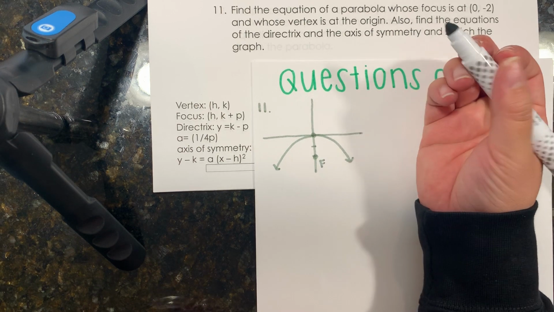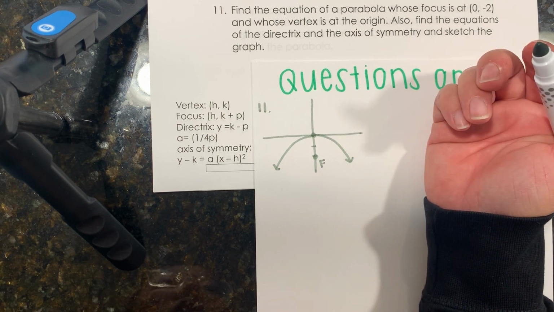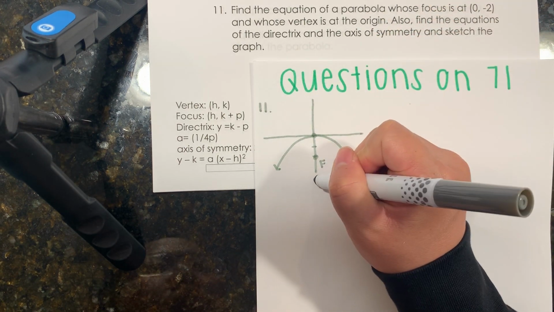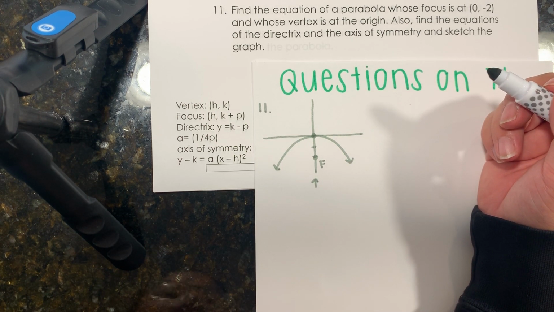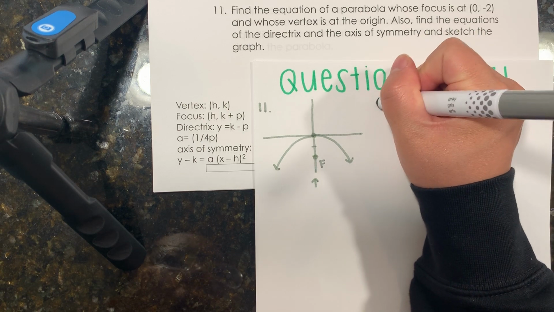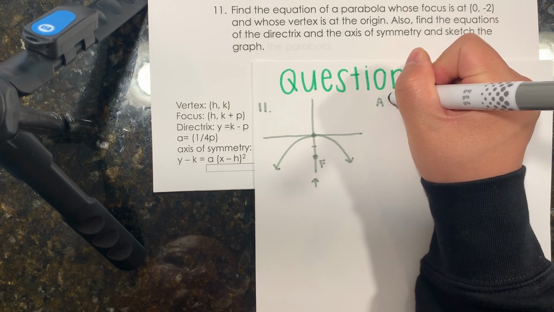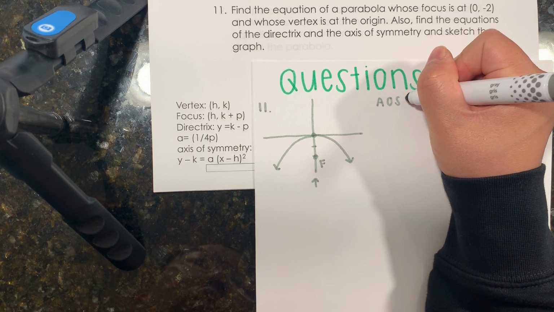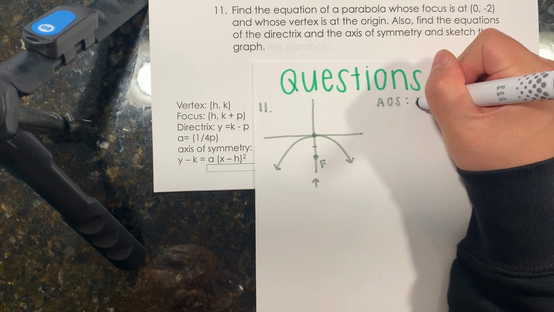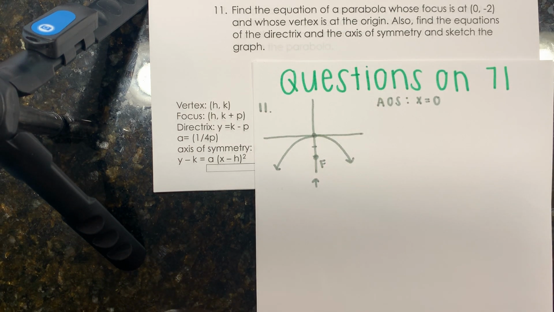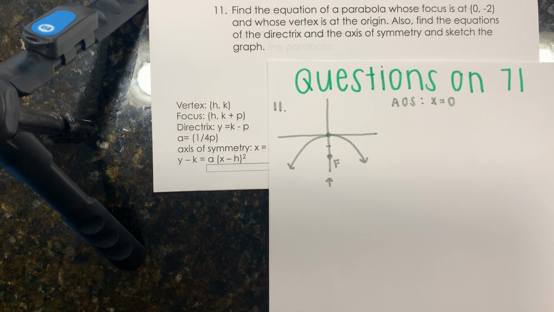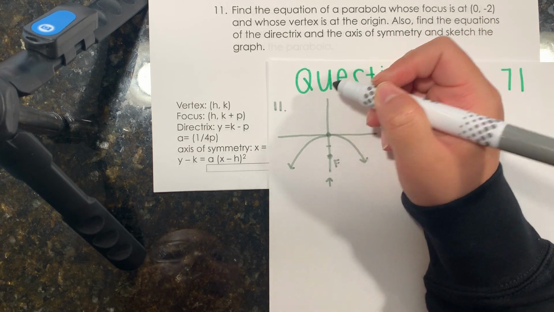So right away, just looking at this, you actually know where your axis of symmetry is. It is right here at where x is equal to 0. So I'm going to say my axis of symmetry, which I usually just abbreviate as AOS, is going to be x is equal to 0. It's at the origin right here because it's exactly where your focus and your vertex line up on that axis.